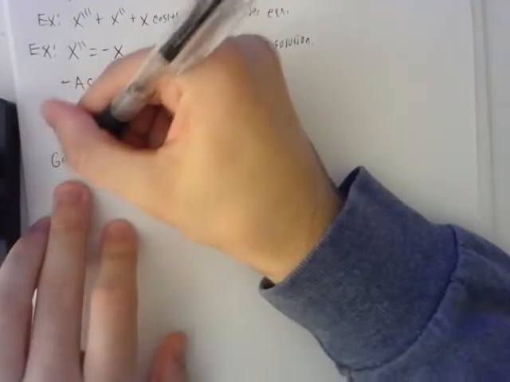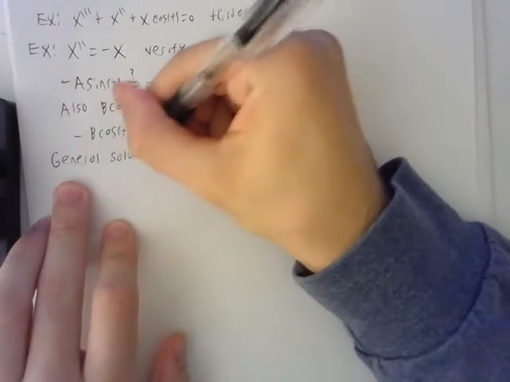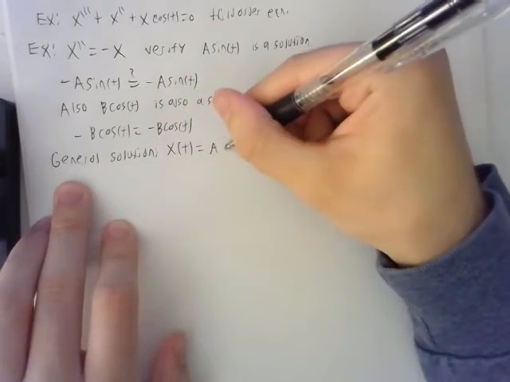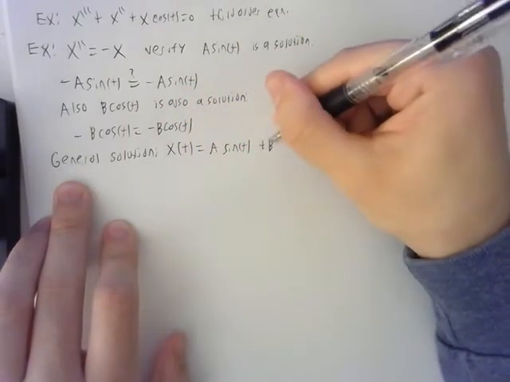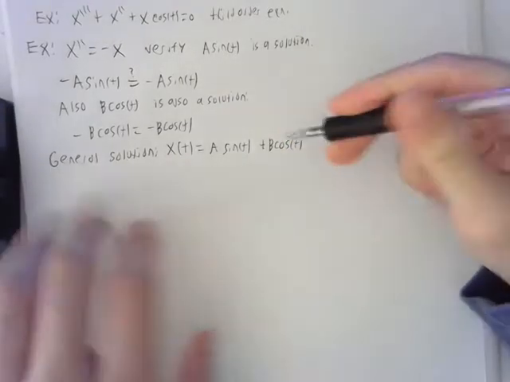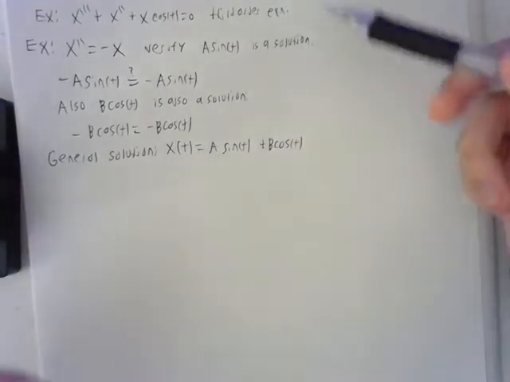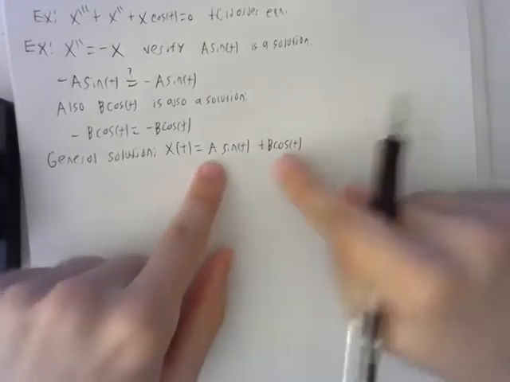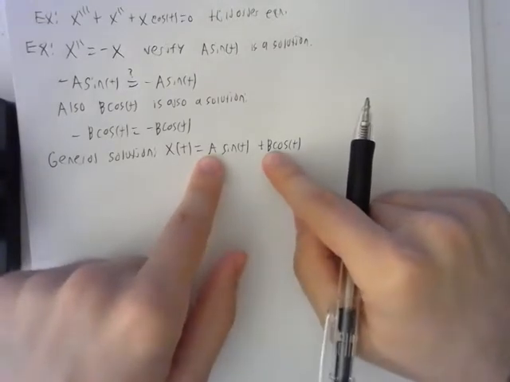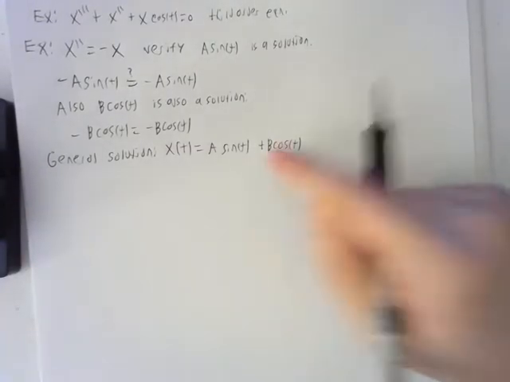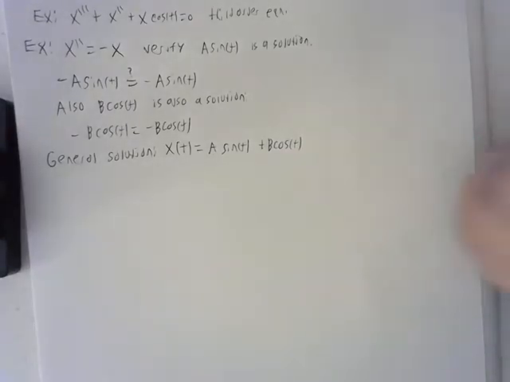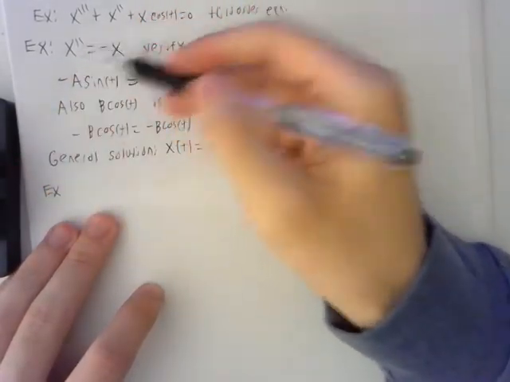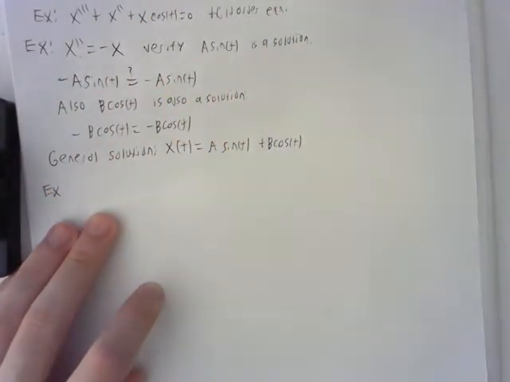So we would say that the general solution to this equation is x of t equals a sine of t plus b cosine of t. So since we have two possible families of solutions, we have to take a combination of both of them for the general solution. And notice that our general solution has two unknown constants in it. So if you wanted to find a solution to an initial value problem, you would need not one but two initial conditions.